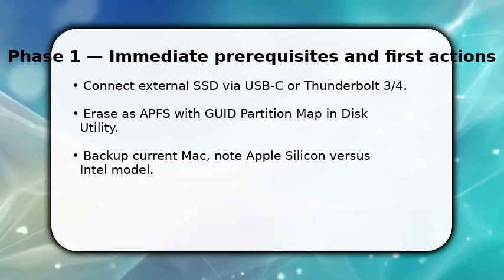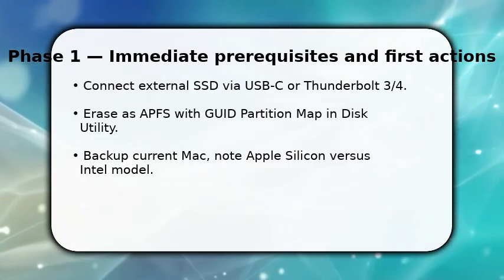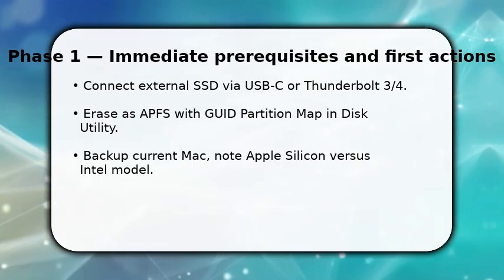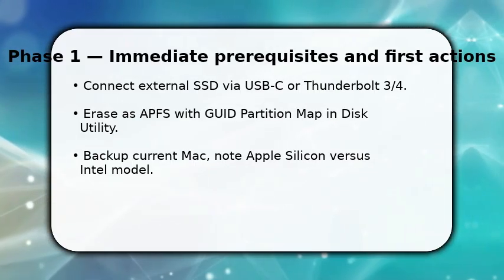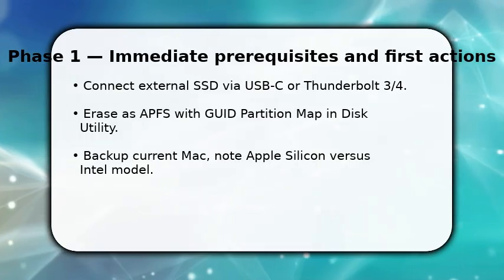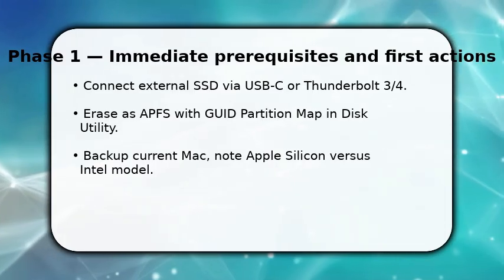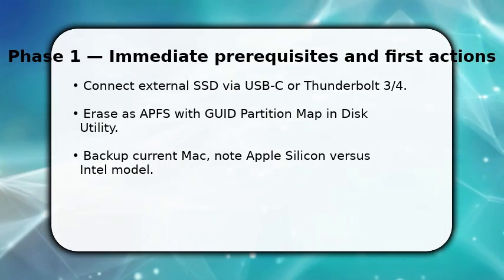Connect the external SSD and confirm your Mac type, Apple Silicon or Intel, because the startup flow differs. Open Disk Utility, select View > Show All Devices, then erase the SSD as APFS with a GUID Partition Map. Name it clearly. Once done, make sure you have a Time Machine or clone backup.